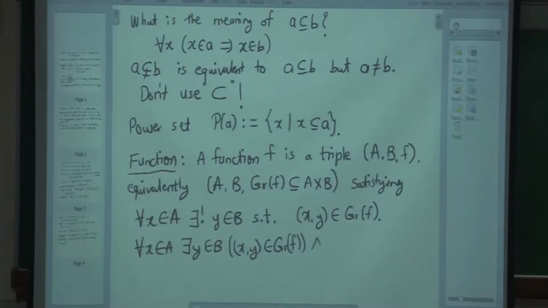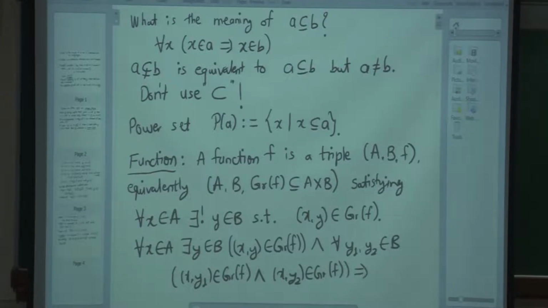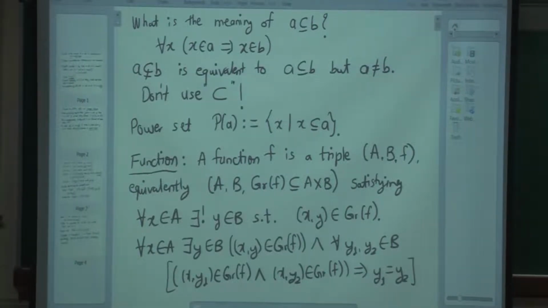and whenever y1 and y2 are two different elements, for all y1 and y2 in B, if I say that x comma y1 belongs to graph f and x comma y2 also belongs to graph f, then y1 is equal to y2, and I should put a bracket around this. Yeah, that is the meaning of there exists unique.